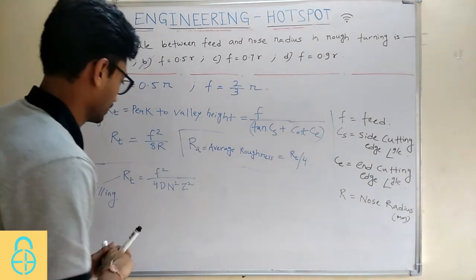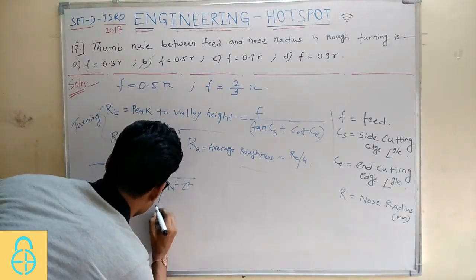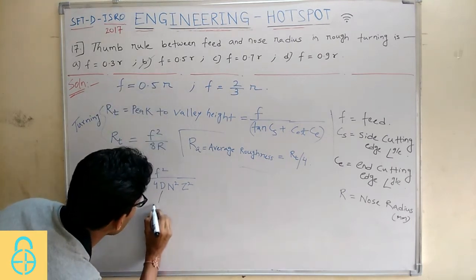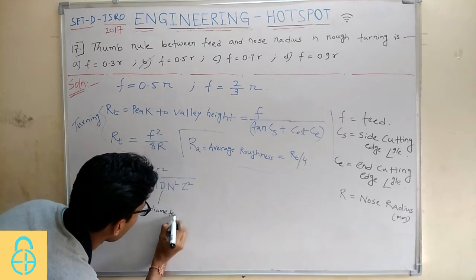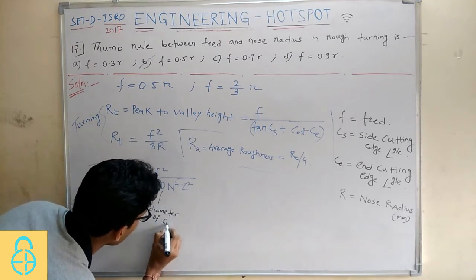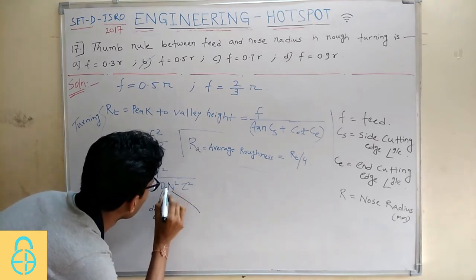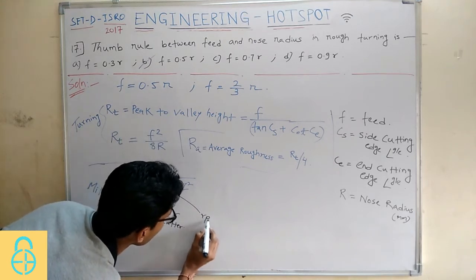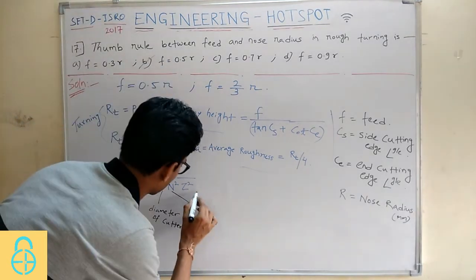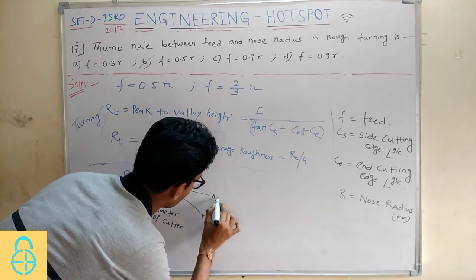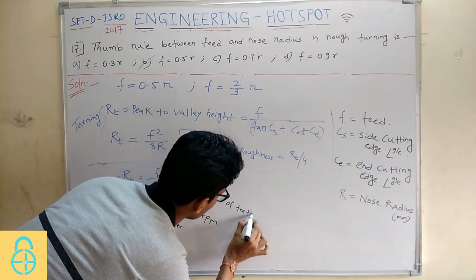Where F is the feed, D is the diameter of the cutter, N is the RPM with which the cutter is moving, Z is the number of teeth on the cutter.